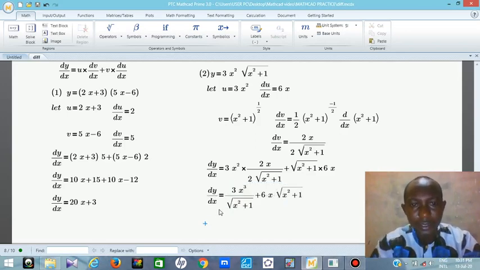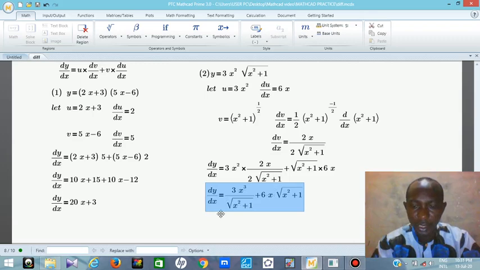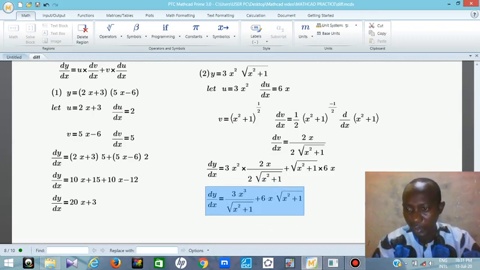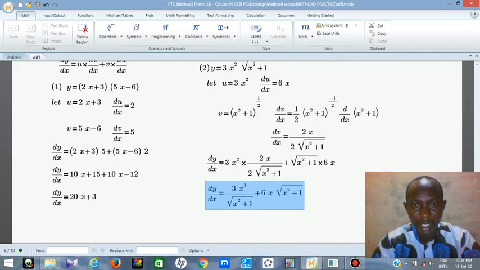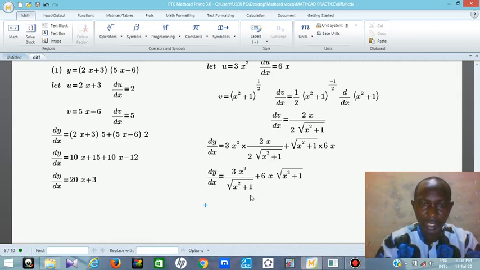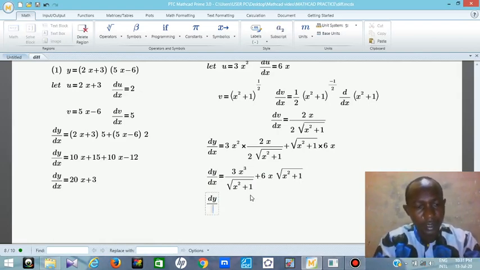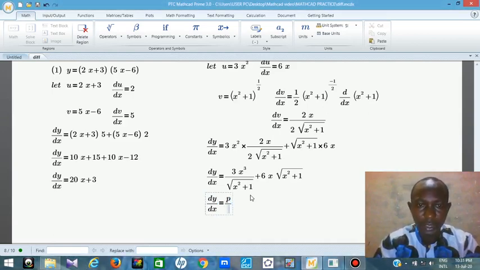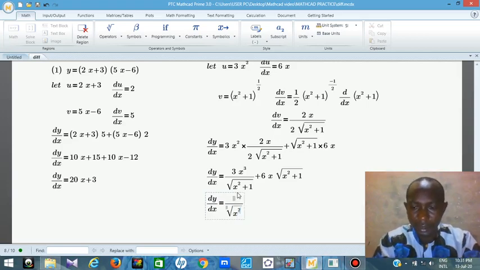This is my answer to this question, but depending on you, you can still go further if you notice that you can still simplify. We can simplify this one step further by just finding the LCM of both sides, which is square root of x squared plus 1. That is the LCM of both sides. So dy dx will be equal to, let me get my denominator, the square root of x squared plus 1. So that's my denominator.